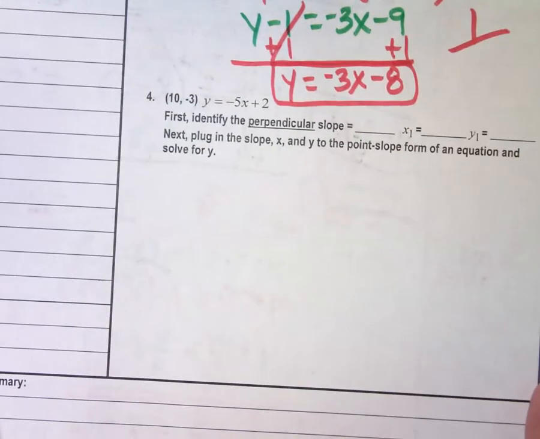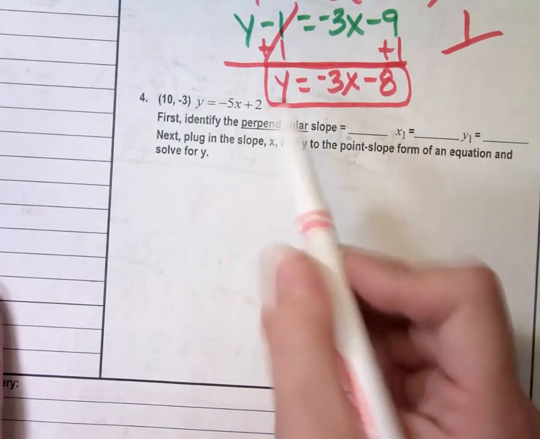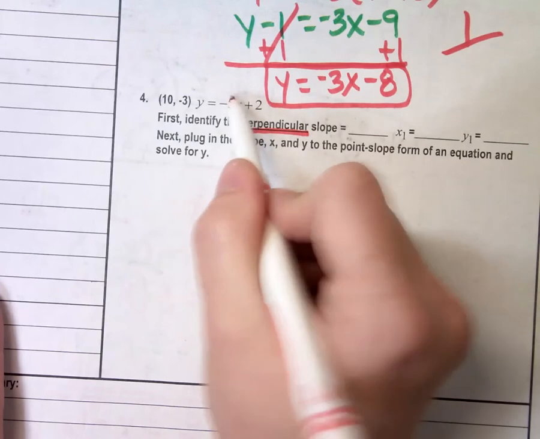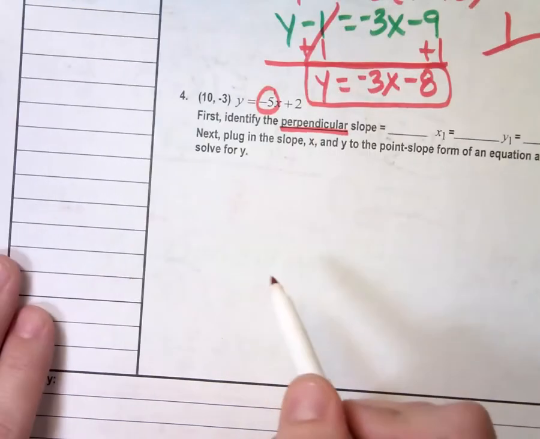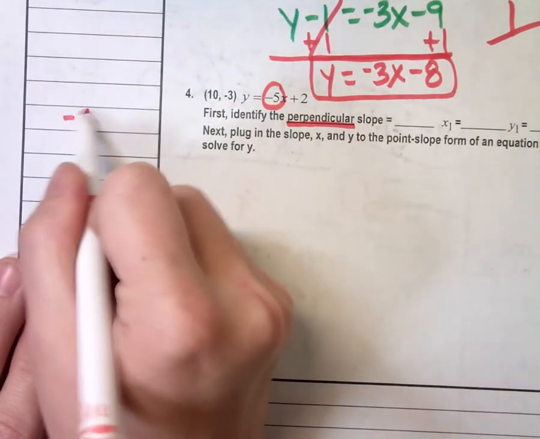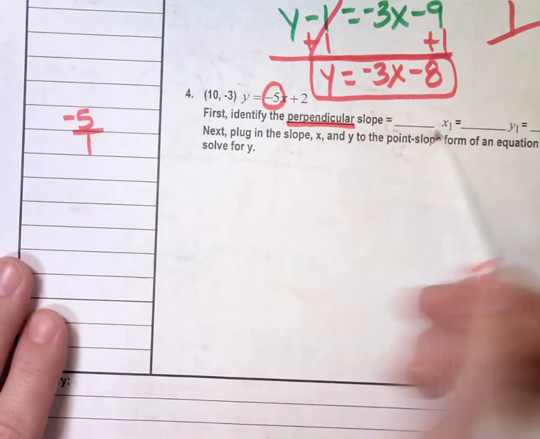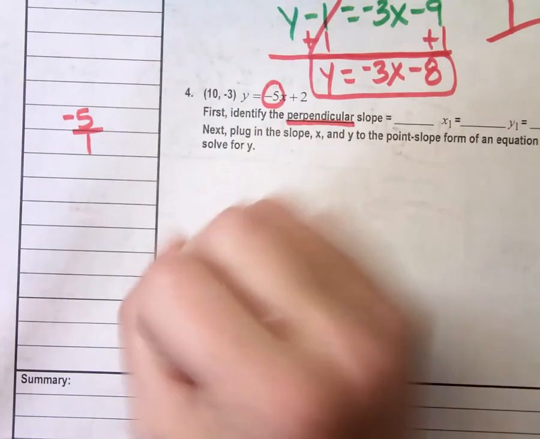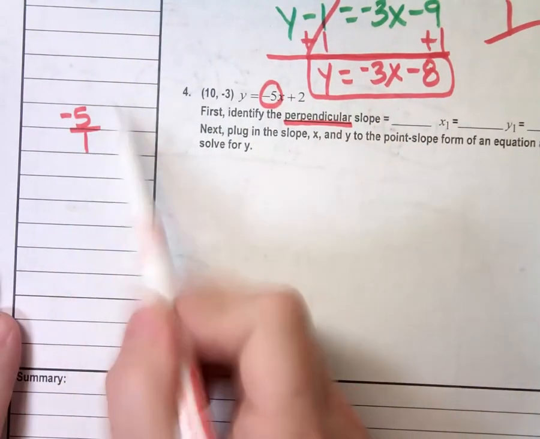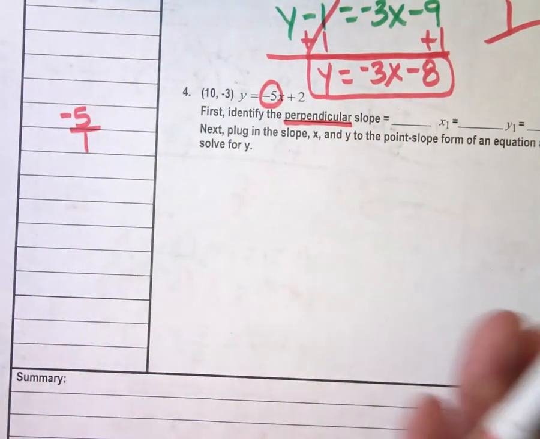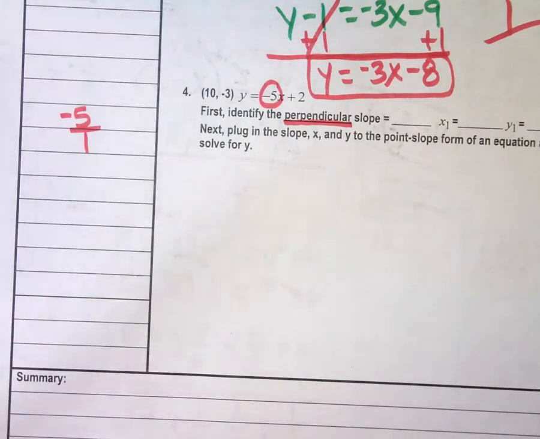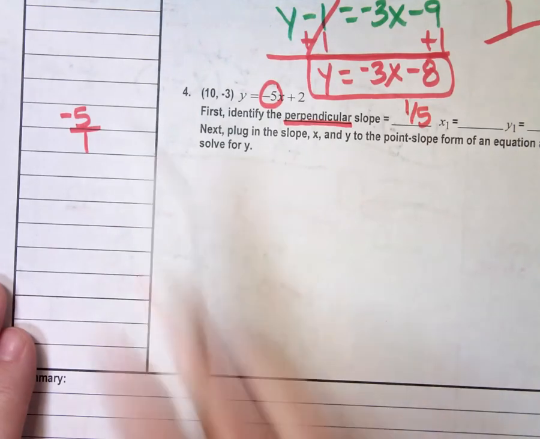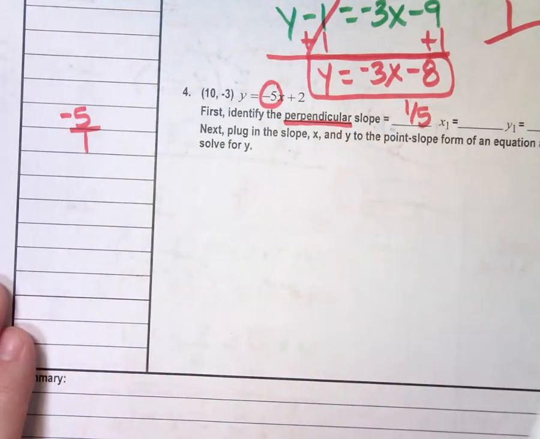Okay. Same thing. I want to be perpendicular. So what does this line have a slope of? Negative 5. Remember, negative 5 is understood to be over a 1. So if I want the perpendicular slope, I want the opposite reciprocal. That means flip and switch. What do you get when you flip this fraction over and switch its sign? You get a positive 1/5. To be opposites, one's going to be negative, one's going to be positive.